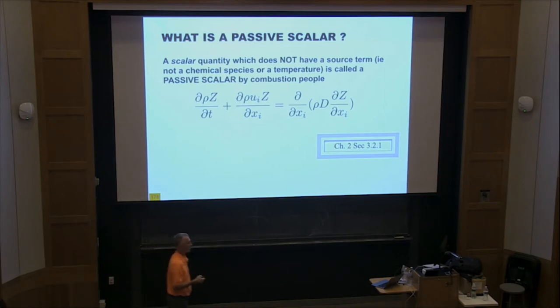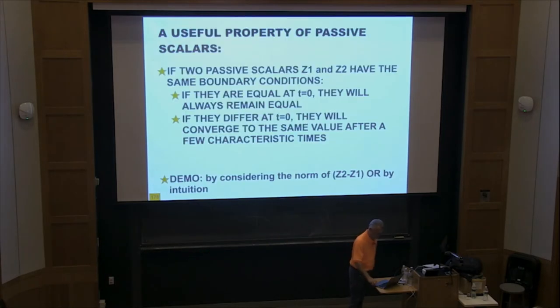Okay, that's a passive scalar. Now, what is mixture fraction? Oh, before I do that, I need to introduce something here. Passive scalars have a strange property. In a flow, if you have two passive scalars and they have the same boundary conditions, then they are equal. That's not so intuitive. So I'm just going to do it here.